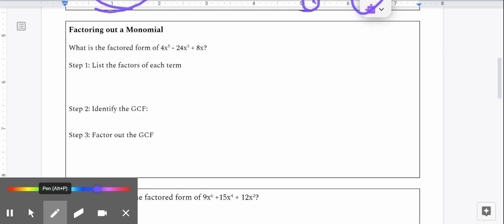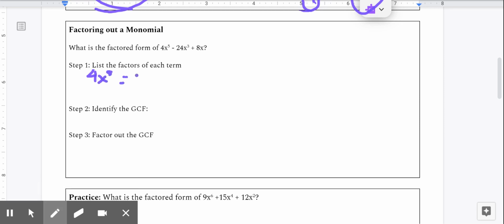So it's asking us to find the factored form of 4x to the 5th power minus 24x cubed plus 8x. So to start with, we're doing exactly what we did before. We're looking for the factors of each term so that we can identify the GCF. So here we have 4x to the 5th. That is really 2 times 2 times 5 x's.